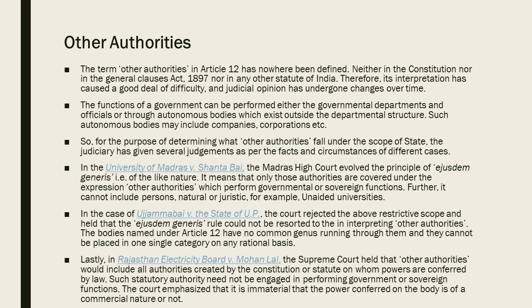The functions of a government can be performed either by the governmental departments or by the officers or through autonomous bodies which exist outside the departmental structure. Such autonomous bodies may include companies, corporations, etc. So for the purpose of determining what other authorities fall under the scope of state, the judiciary has given several judgments as per the facts and circumstances of different cases.